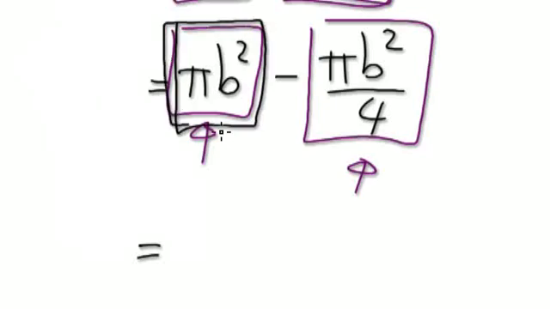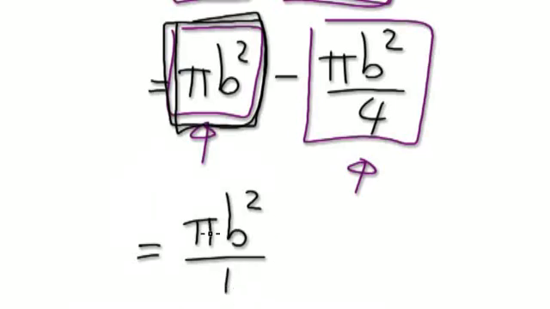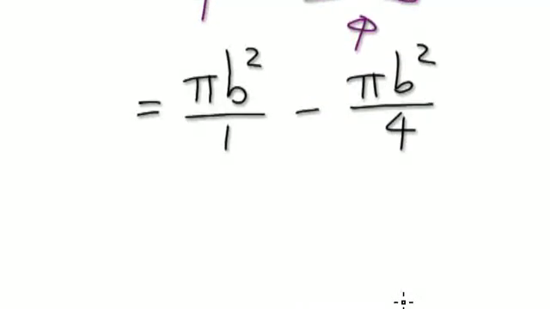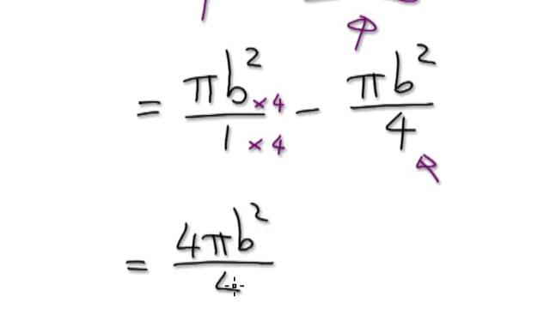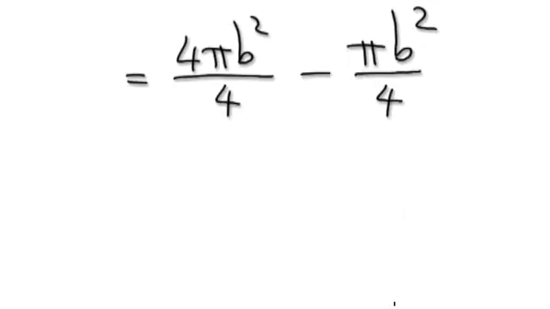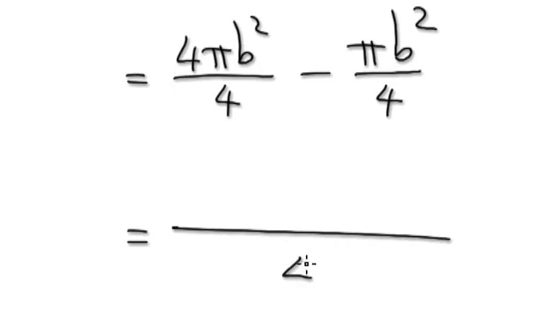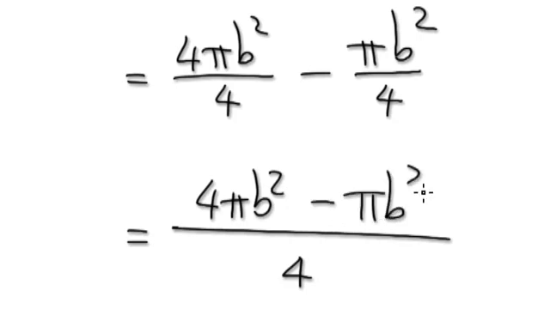The trick that we normally use: turn this into a fraction over 1. Anything divided by 1 is the same thing. Now this is over 4. So here we've got two fractions. In order to add or take away fractions, the two denominators have to be the same. So times top and bottom by 4 here, and leave this one alone. So here it will be 4 pi b squared over 4. This one we're keeping the same: pi b squared over 4. Now the two denominators are the same, so let's merge them. This will be 4 pi b squared minus pi b squared.